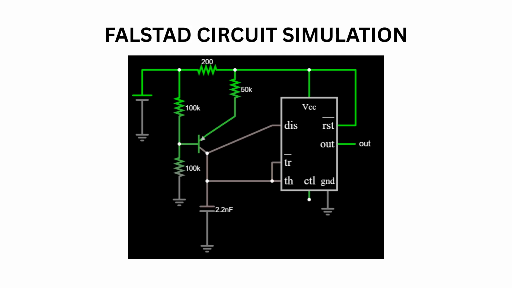This slide shows the Falstad circuit simulation used to physically generate a waveform similar to the unipolar reverse sawtooth discussed earlier. At the core of the circuit is a 555 timer IC configured to operate as a timing and waveform generation circuit. The capacitor connected to the threshold and trigger pins is the key energy storage element. As the circuit operates, this capacitor charges and discharges through the surrounding resistor network.